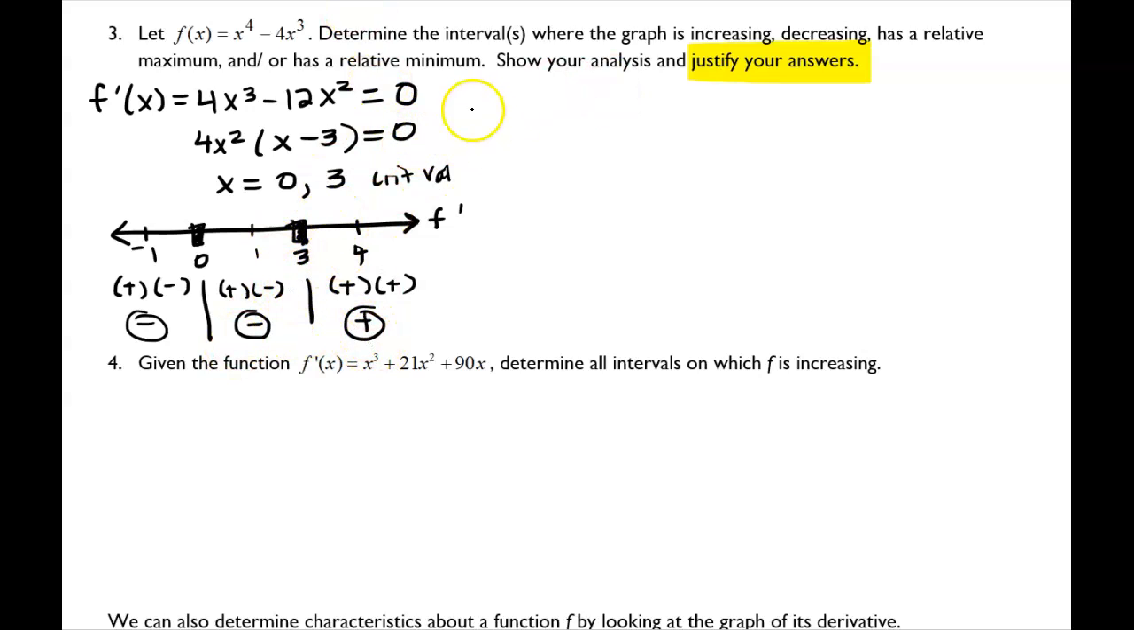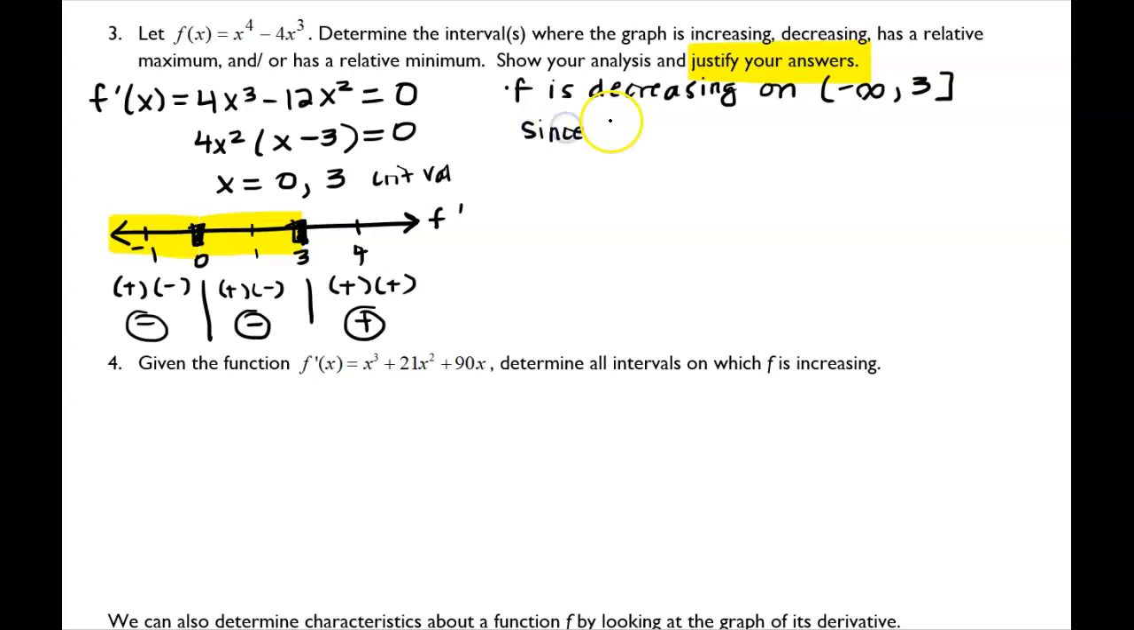So let's write out our justification. For decreasing, we're going to look to see where our derivative was negative. So we've got negative here all the way through here. And so you can write that as a continuous interval. So f is decreasing on the interval from -infinity up to 3. Since f prime is less than 0, and we're looking to see where it's less than 0, not equal to 0, so -infinity to 0 union 0 to 3.